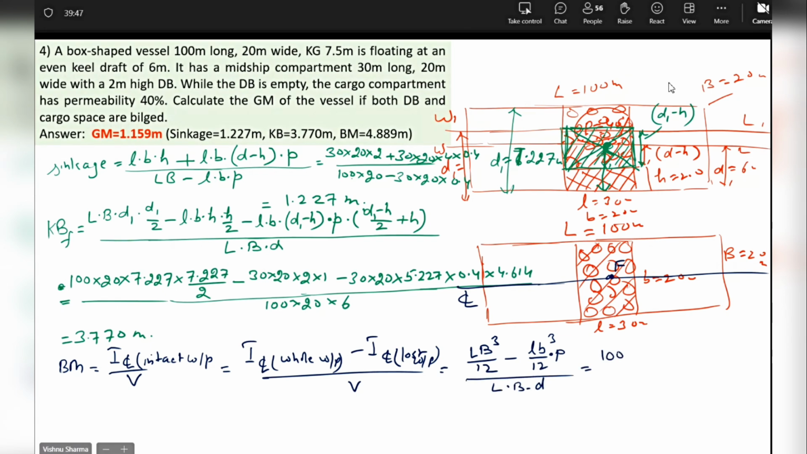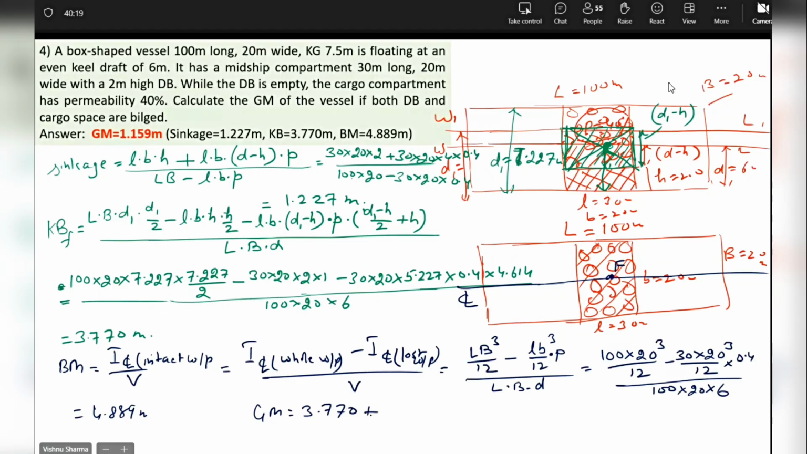We put the values here. Multiplied by 0.4 divided by 100 into 20 into 6. And this will give you BM of 4.889 meters. Anybody has any doubts in the BM part? No. And then of course GM will be equal to KB of 3.770 plus BM of 4.889 minus the given KG of 7.5. The answer should come as 1.159 meters.